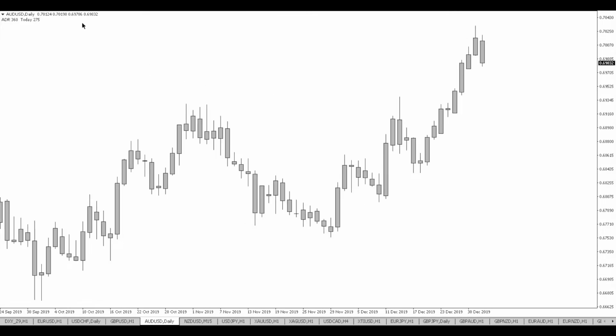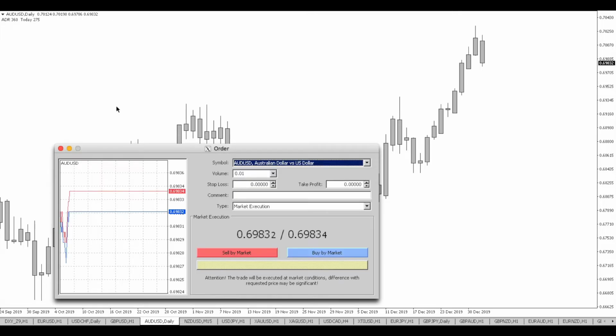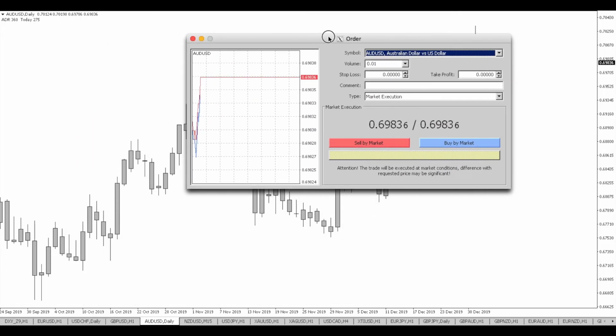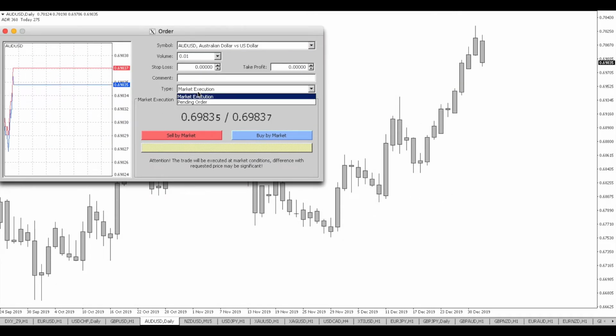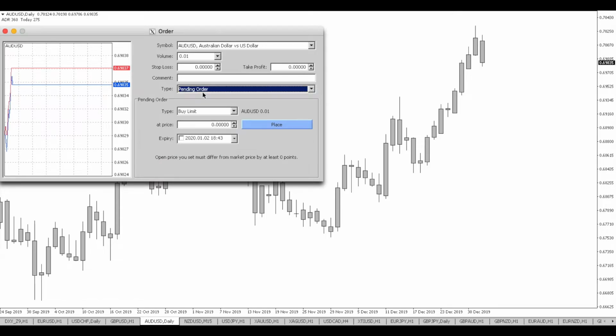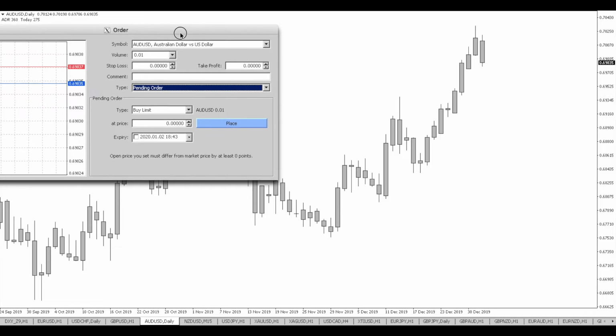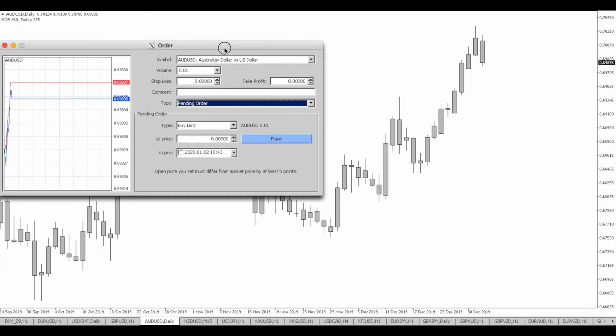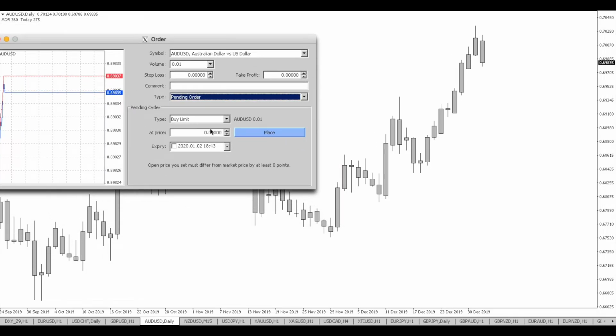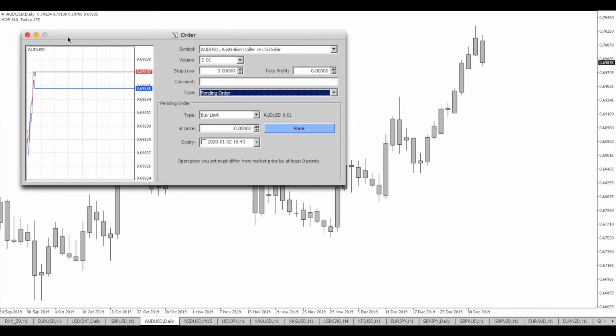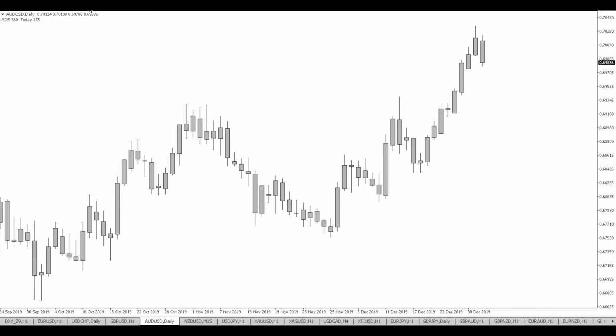So, when it comes to different types of entries you can have, there's obviously new order here. So, you can either have market execution, which is going to get you in the market at market price, or a pending order. So, for example, the way that we trade, in this example of Aussie dollar, we're looking at buy limits. So we'll be looking at price to go up from here.